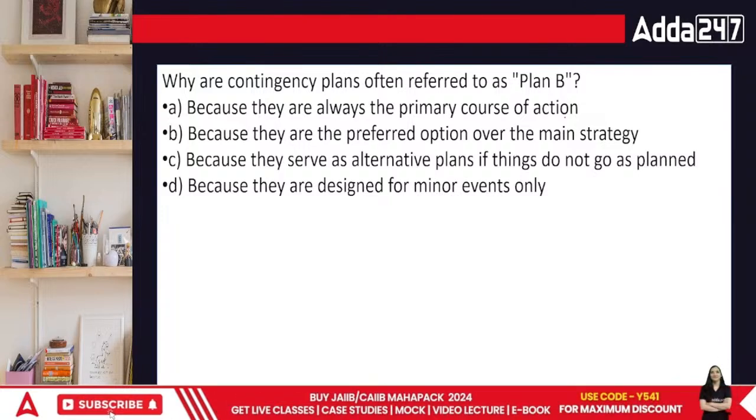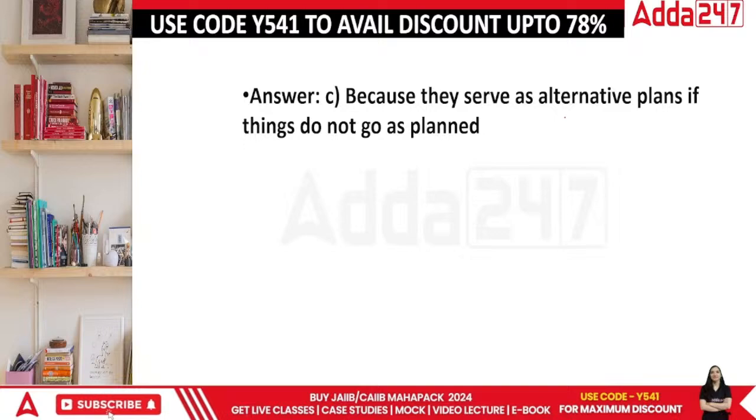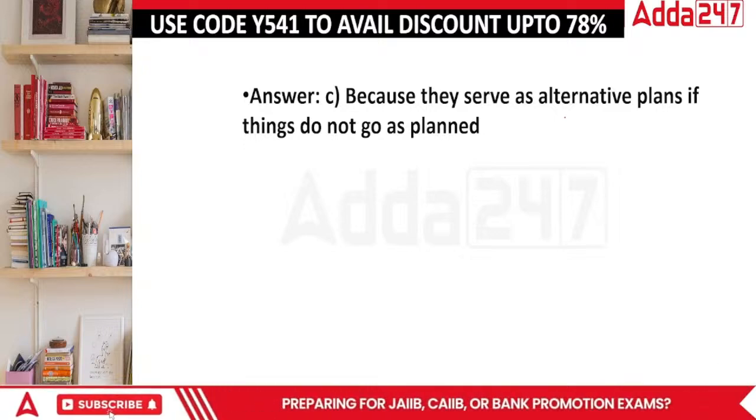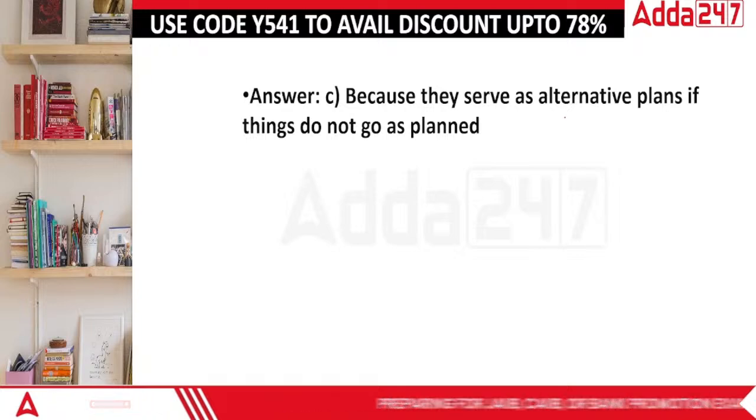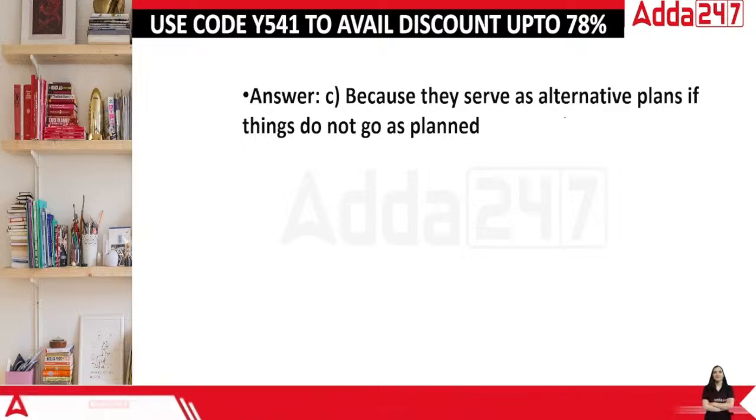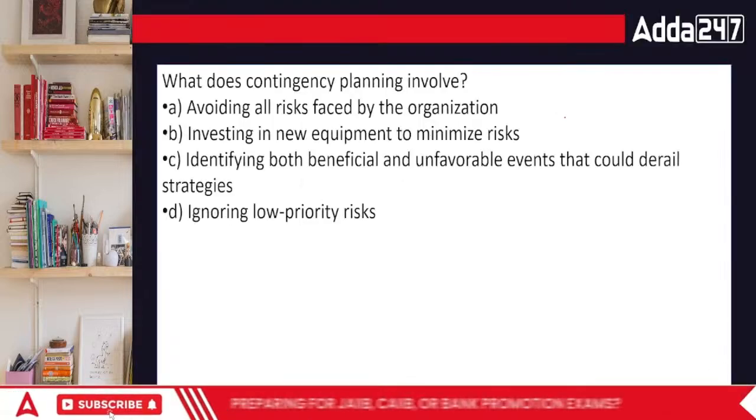When we talk about contingency plans, these are the plans which serve as the alternative plans if things do not go as planned, because they're Plan Bs. Contingency means when there is an uncertainty, then you have to keep something in your mind and in your hands further. So that is covered here.